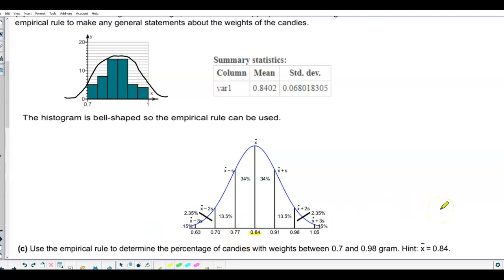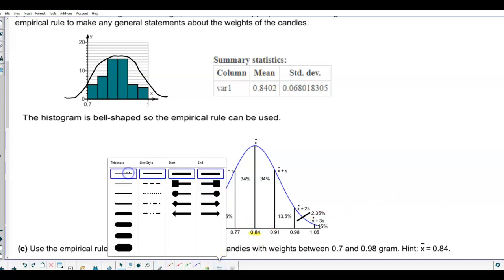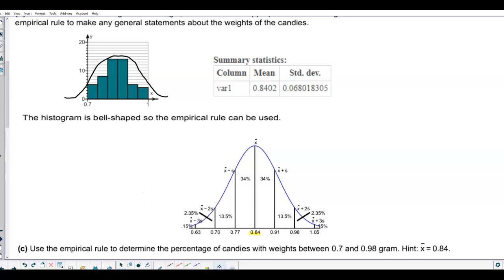Okay, and then what do we need to do? We need to figure out what is 1 standard deviation from the mean, 2 standard deviations away from the mean, and 3 standard deviations away from the mean. If we add 0.07, that gives us 1 standard deviation above the mean. If we add another 0.07, we get 2 standard deviations above the mean. And if we add another 0.07, we get 3 standard deviations above the mean.